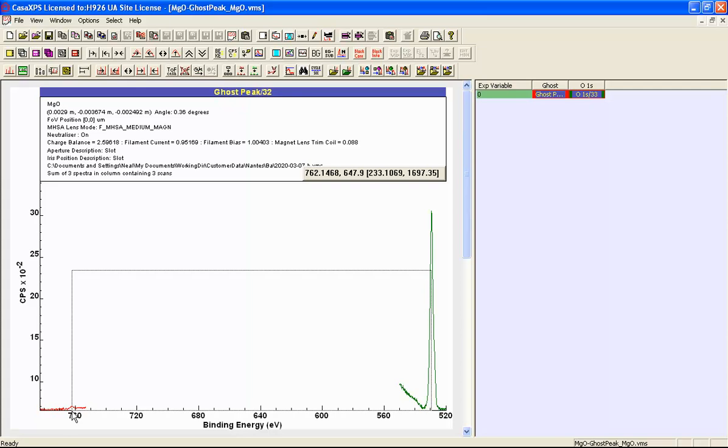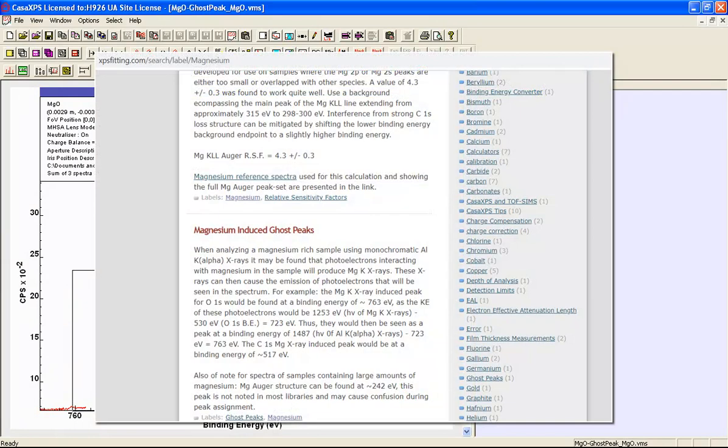And this is the difference between an X-ray energy from an aluminium anode and an X-ray energy from a magnesium anode. However, we have a monochromatic X-ray source, so we know there can't be X-rays that are generated from the anode. So the explanation that is given for this ghost peak is that this ghost peak is a result of X-rays that are being generated within the sample itself. And this is explained very nicely by Mark Biesinger on his website, xpsfitting.com.